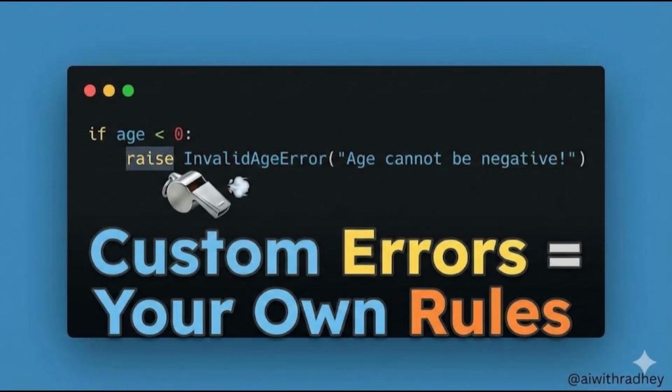Raising custom exceptions. Sometimes the built-in errors aren't enough. Maybe a user enters an age of -5. Technically that's allowed in Python, but logically it's wrong. In cases like this, we can raise our own exception with the raise keyword. We can even create custom exception classes like InvalidAgeError. This gives us complete control over enforcing the rules of our program.